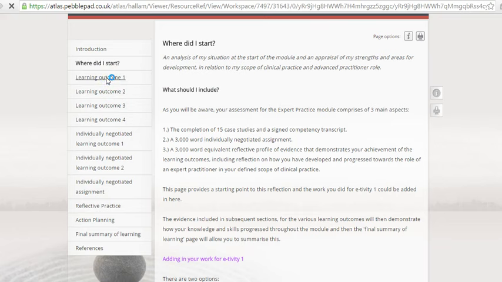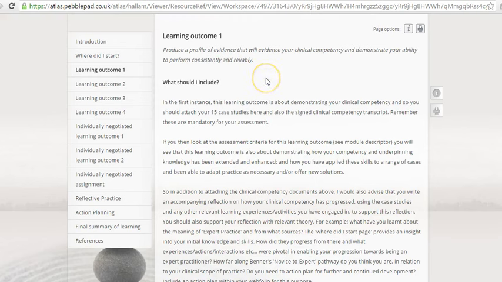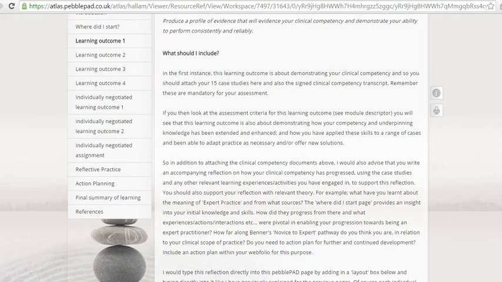So in the first learning outcome tab, if we just scroll down, we want to see that profile of evidence that shows that you're clinically competent and demonstrates your ability to perform consistently and reliably. So in essence, this is your 15 case studies that need to go in here, and the signed transcript where it says that you've done 5 where you were observing practice, 5 where you were working with discussion with your mentor about each of the 5 case studies, and then finally the last 5 where you were doing it autonomously and again discussing it afterwards and getting signed off.